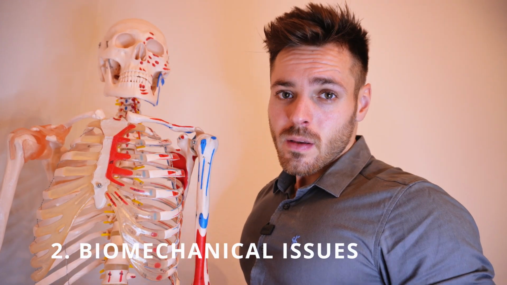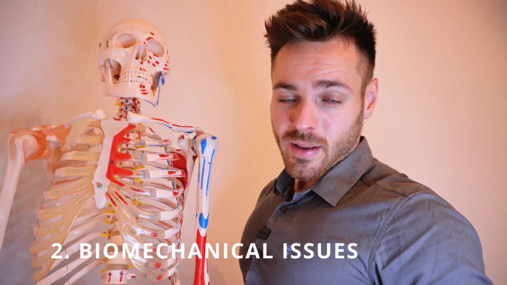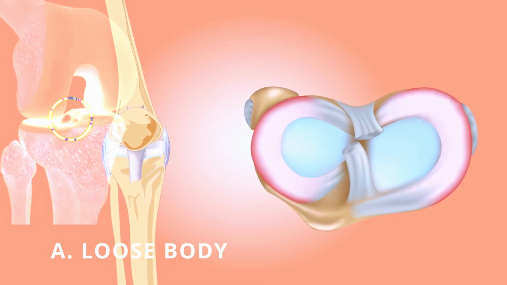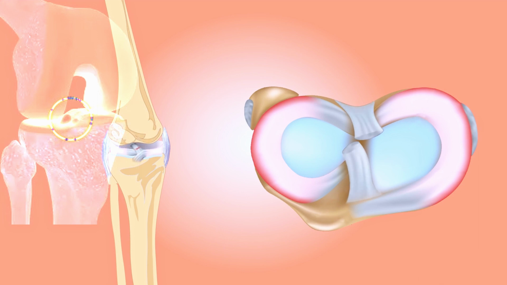Biomechanical issues. Some examples of biomechanical issues that can cause knee pain include loose body. Sometimes injury or degeneration of bone or cartilage can cause a piece of bone or cartilage to break off and float in the joint space. This may not create any problems unless the loose body interferes with the knee joint movement.